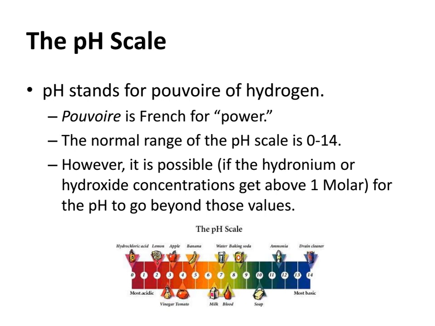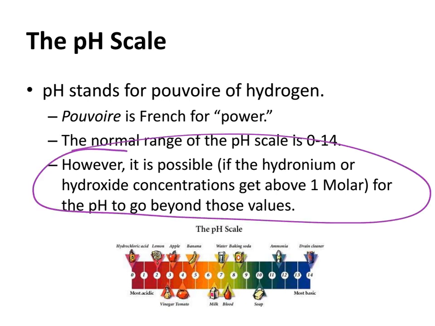One thing to note is the 0 to 14 is not an absolute cap. Those are just the largest whole numbers that we're going to see, but it is possible to get a little bit below a pH of 0 or a little bit above a pH of 14. We actually did one of these examples in Honors Chem where we had the pH outside of this range.